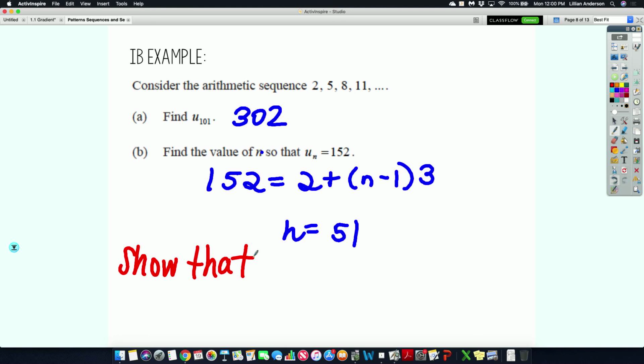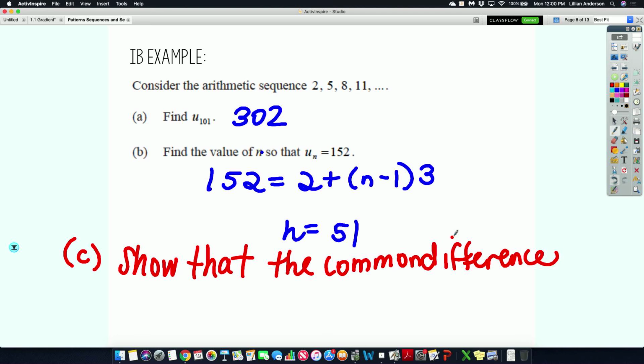So for example, let's say there was a part C in this problem, or maybe something before this last question. And it said to show that the common difference is 3. They probably have a few extra words in there, like "show that the common difference, D, is 3." To show that, you really need to legitimately show the work, even as simple as it may be. How would you show that the common difference is 3? 5 minus 2 equals 3. 8 minus 5 equals 3. 11 minus 8 equals 3.